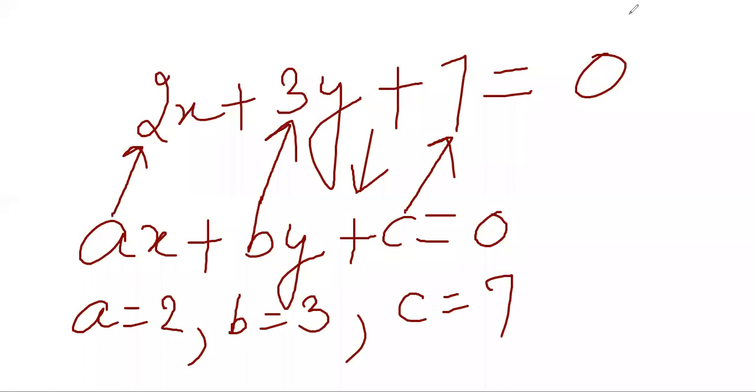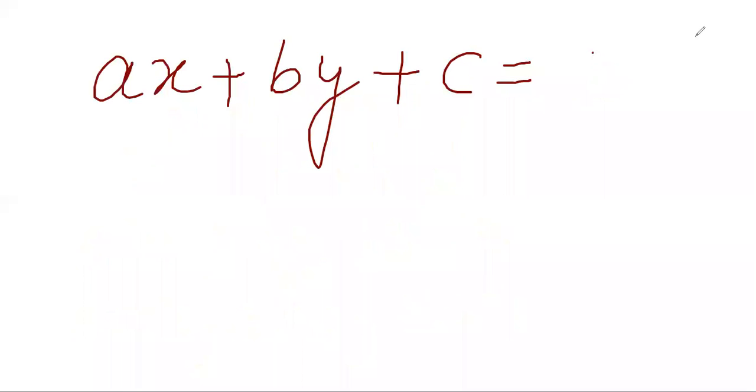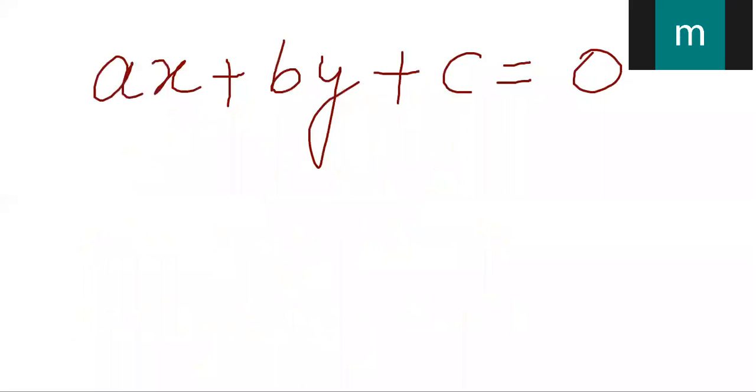Linear equation where the power of the variables should be 1, and two variables, that means the equation is consisting of two variables. This is ax plus by plus c equal to 0. This is the standard form of the linear equation in two variables. Chapter, yes, this is chapter 4. ax plus by plus c equal to 0. This is the standard form. So let's take more examples.